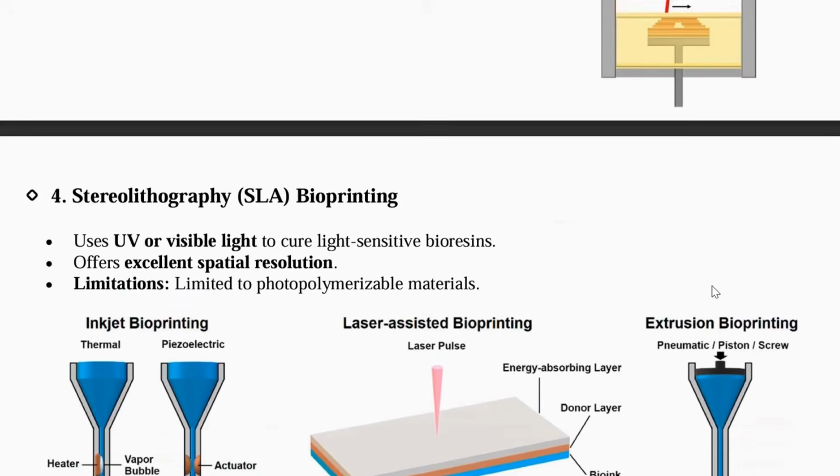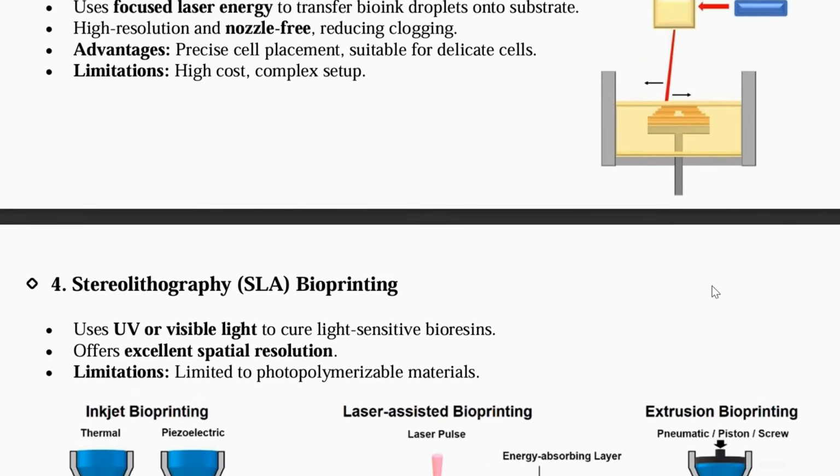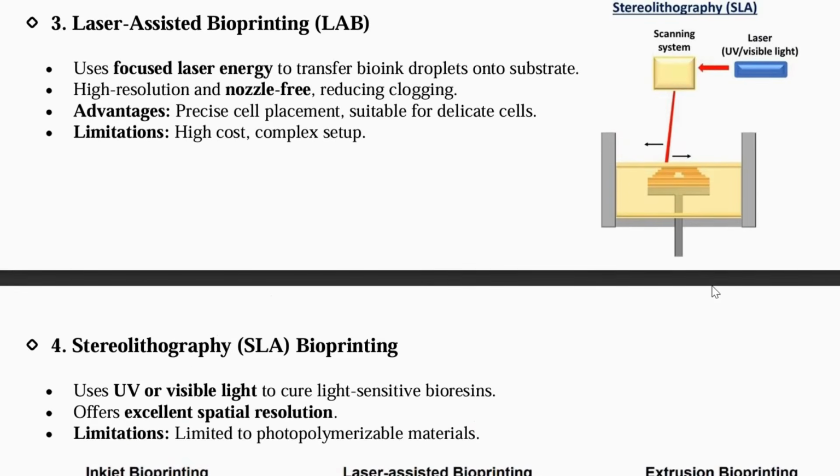Now last one is SLA bioprinting. Here it uses visible or UV light to cure the light sensitive bioresins. Offers excellent spatial resolution. Limitation is limited to photopolymerizable material. This is the figure.